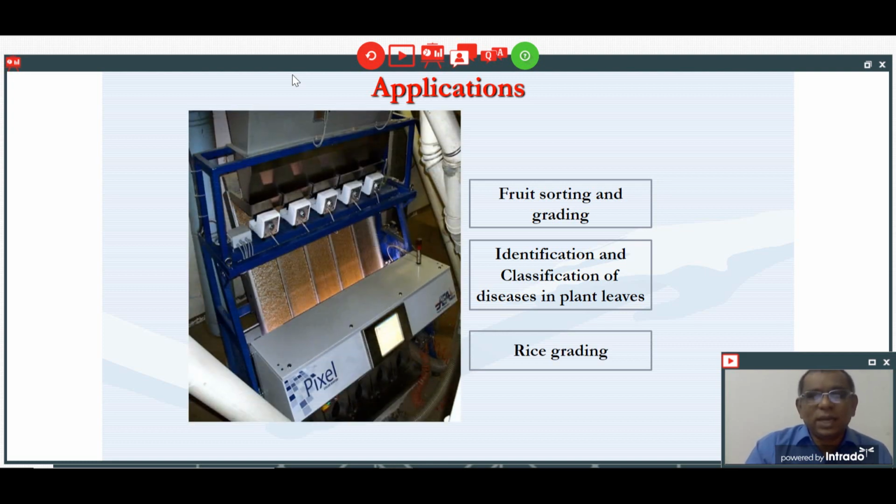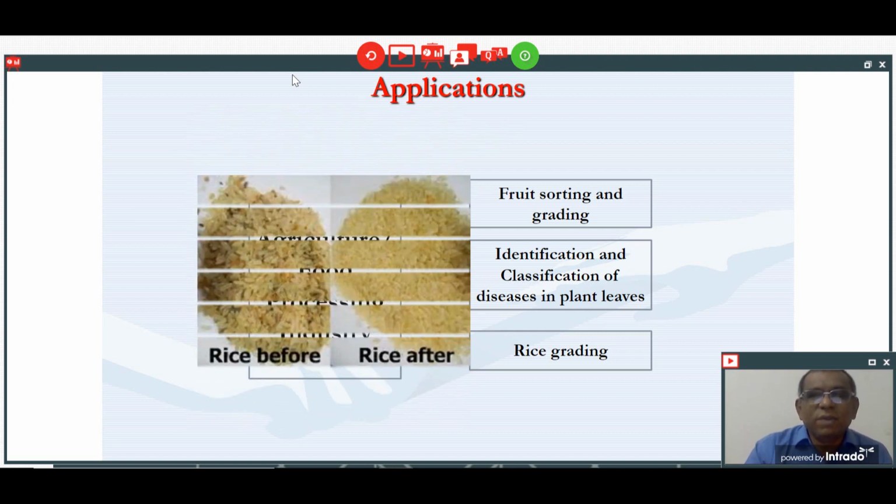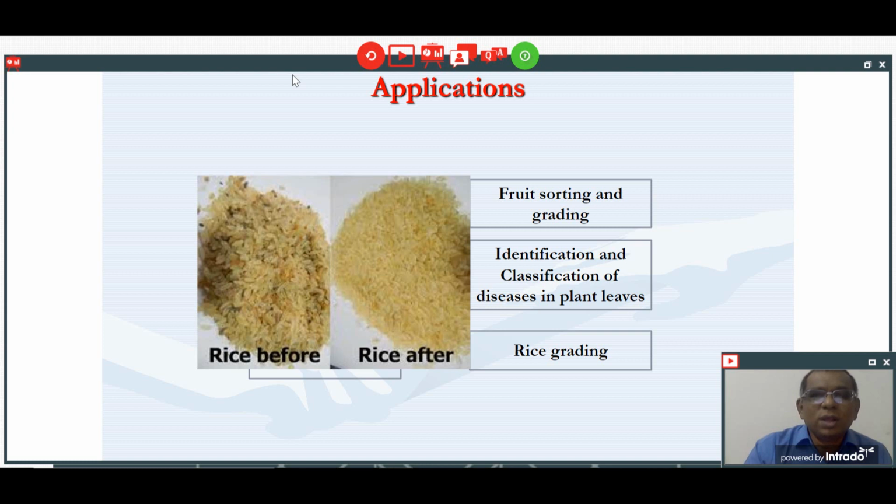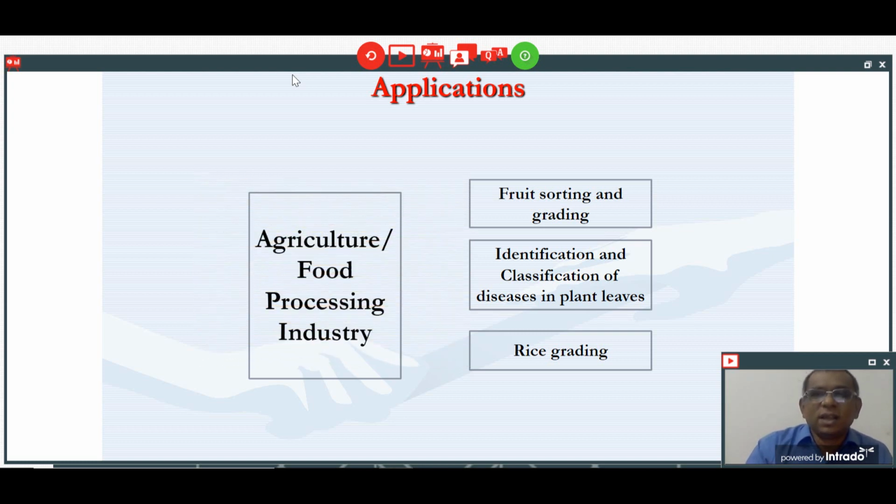Then rice grading. You can see that this is the machine which performs the rice grading. Rice will be poured from the top. Here these are all the cameras that are used. After grading, I will be able to segregate the unwanted things from this rice. So for rice grading, again the camera is used as a sensor. The knowledge is used as the algorithm. We have to frame the algorithm in such a way that it works in real time in order to segregate the unwanted things from the rice.